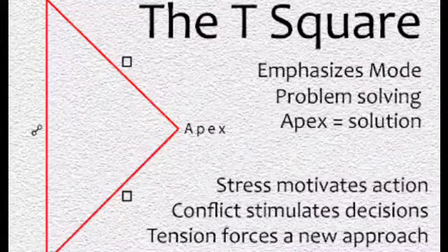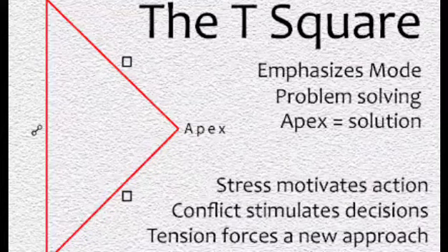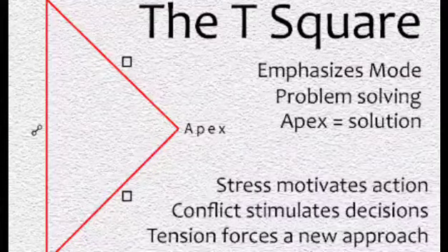I have the shape of the T square on the screen. The very far left of that red triangular shape is the opposition. And when you see the two lines coming together with the two squares, those two end planets of the opposition are forming squares with this apex planet. So it's really interesting.